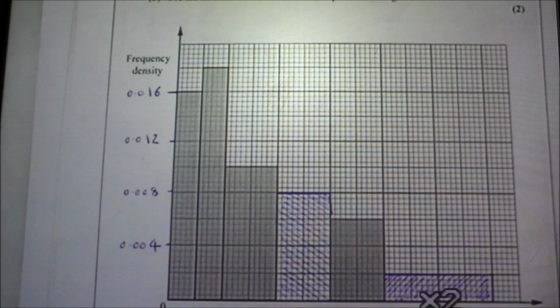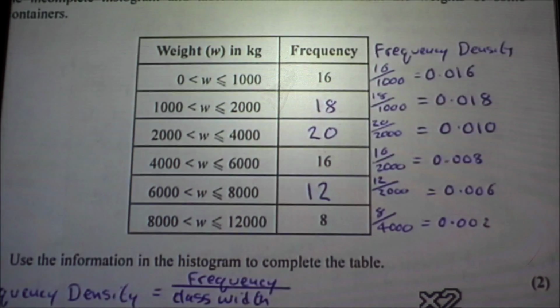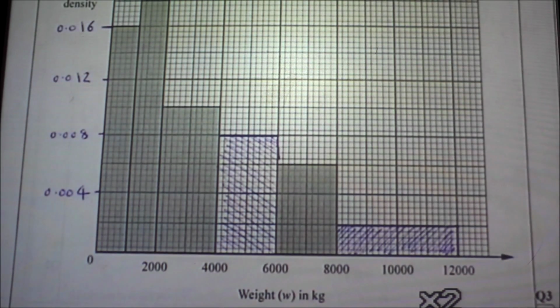Once you've done that, you need to work out your other ones at the top, and I'll leave that there. Hopefully you can figure out how I've done it, and I'll also show you the histogram below. There you go, so you can get it filled in.